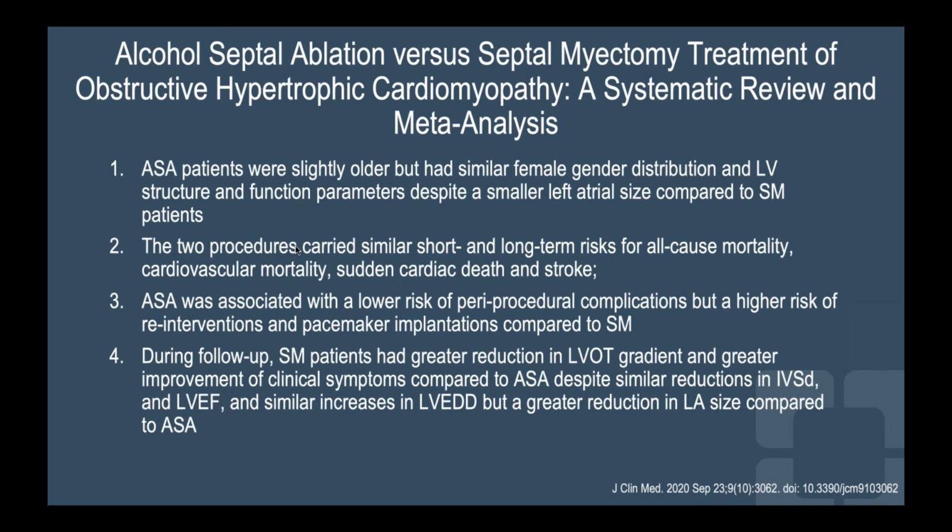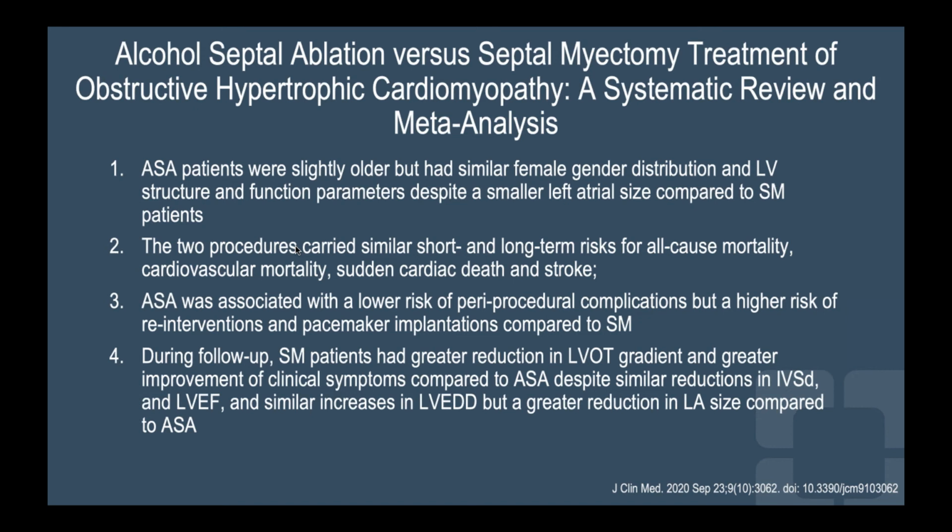The septal ablation patients were slightly older, as expected. They're potentially not as good candidates for surgery. The gender ratio was about the same, and the LV size and structure were about the same for both groups in this meta-analysis. They had similar short and long-term risk for all-cause mortality. As expected, alcohol septal ablation was associated with a lower risk of peri-procedural complications.